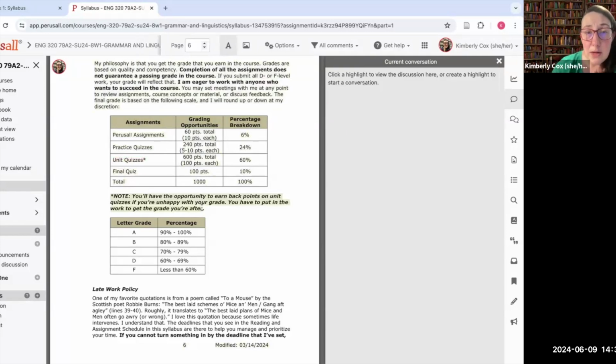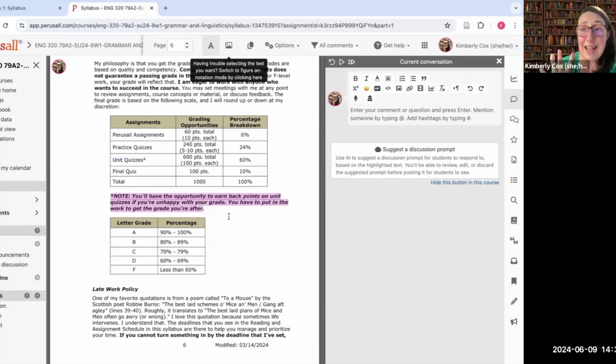So with unit quizzes, I know that testing anxiety is real. So if you are worried about these unit quizzes and are like, oh no, I can't take it as many times as I need, that's going to completely screw up my grade. It's not. So for every unit quiz, you have the opportunity to earn back any points that you miss by doing a specific set of tasks.